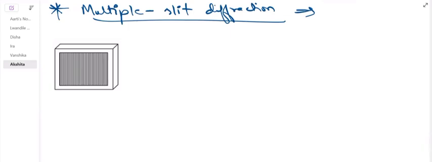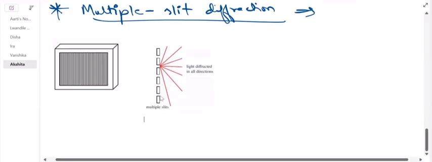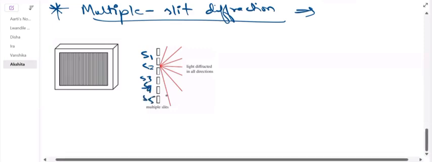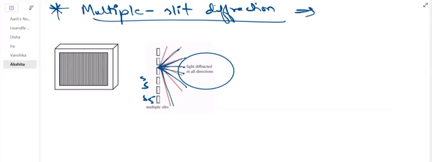How does the light diffract in all directions from multiple slits? Let me show you that part. Single slit and double slit we already did, but this is multiple slits. Slit 1, 2, 3, 4, and 5. So suppose we have 5 slits, and the source light is coming out from here. These many lights get diffracted in all directions. Understood? Okay, so when these many lights are getting diffracted, they also interfere with each other.